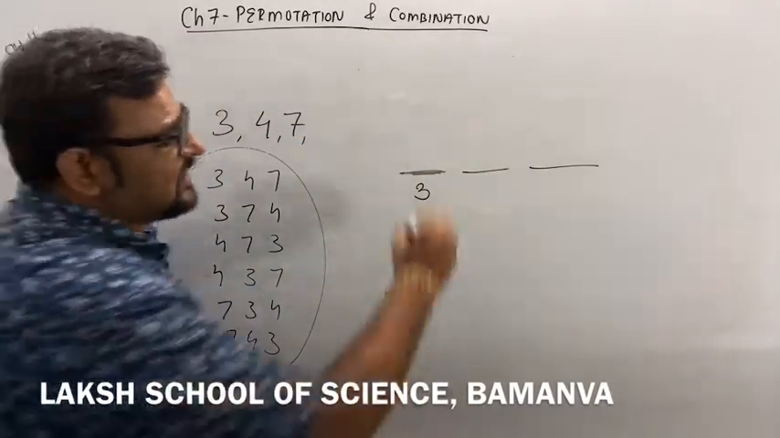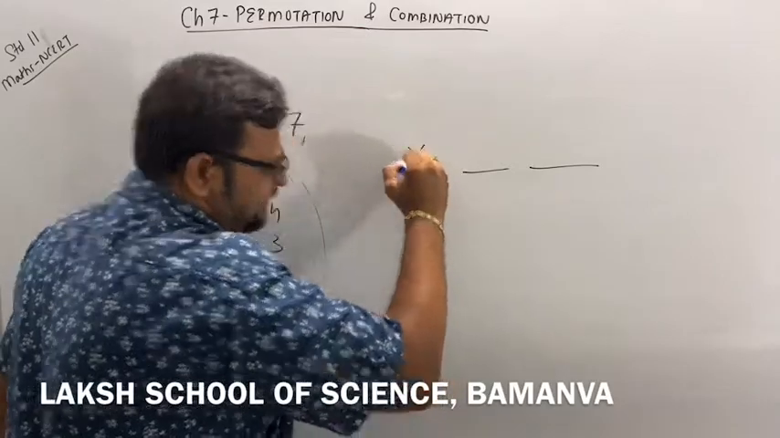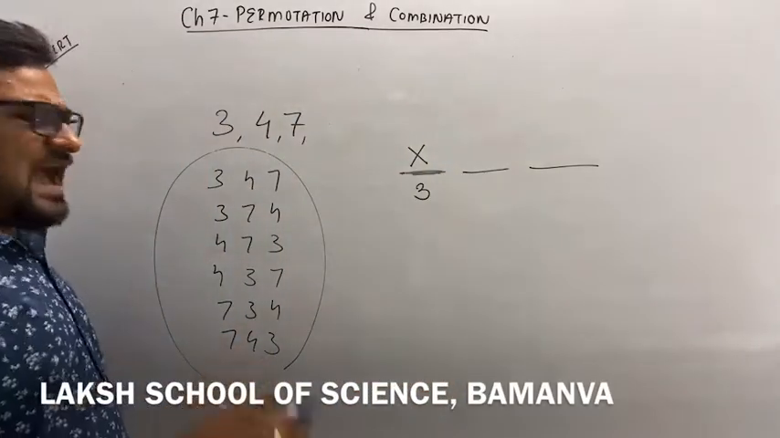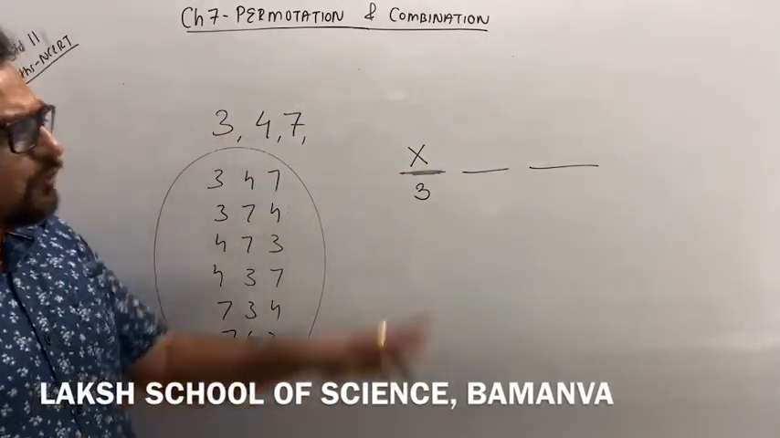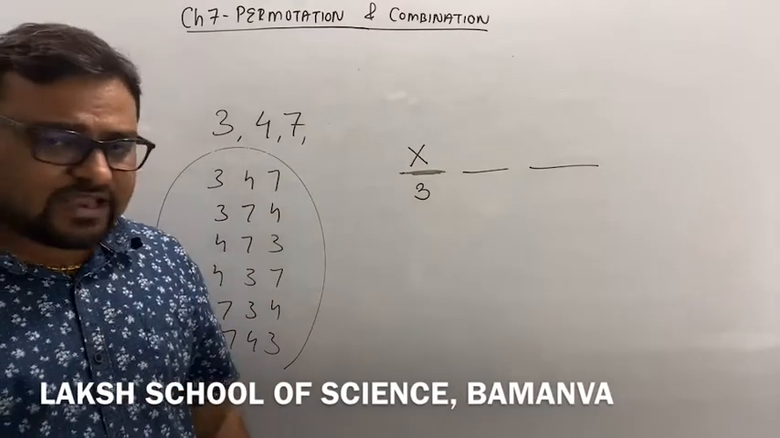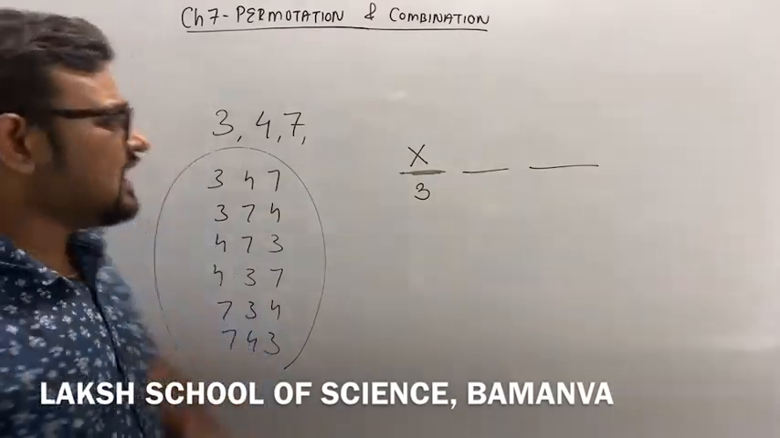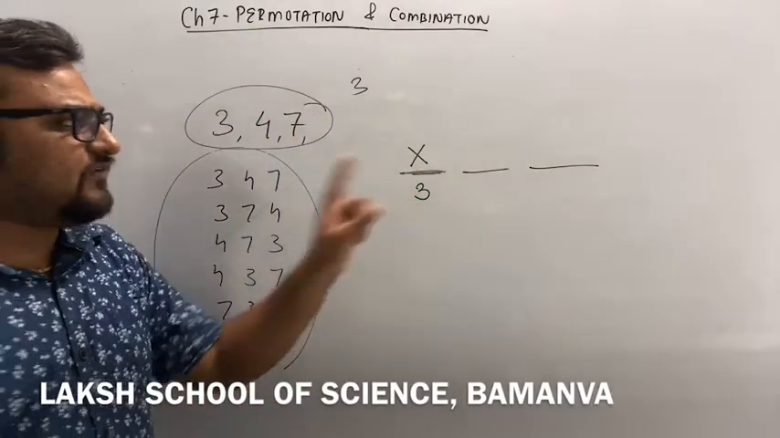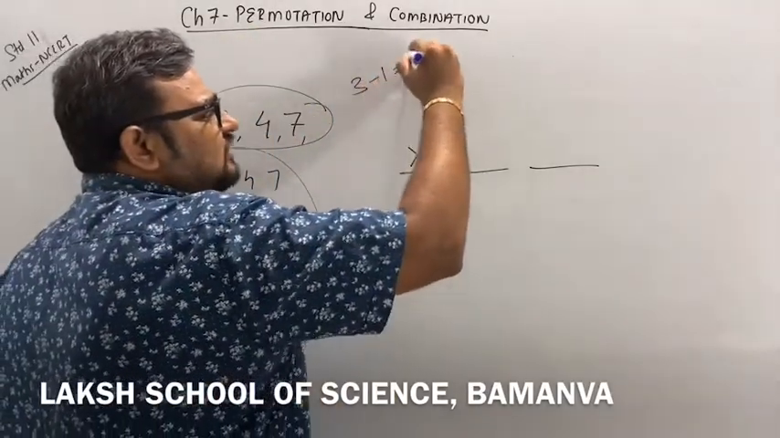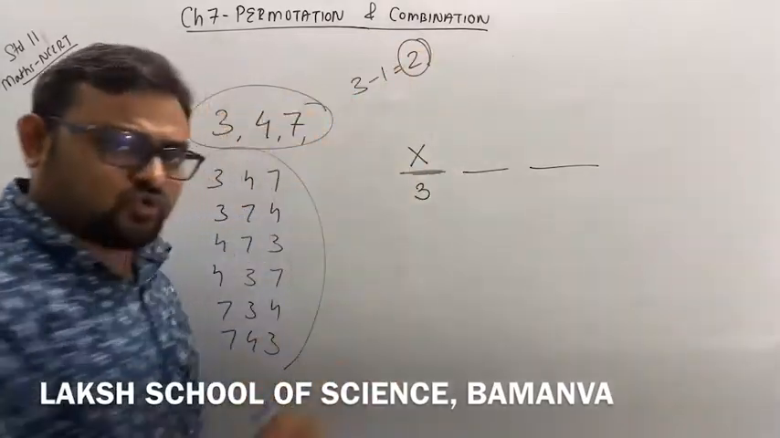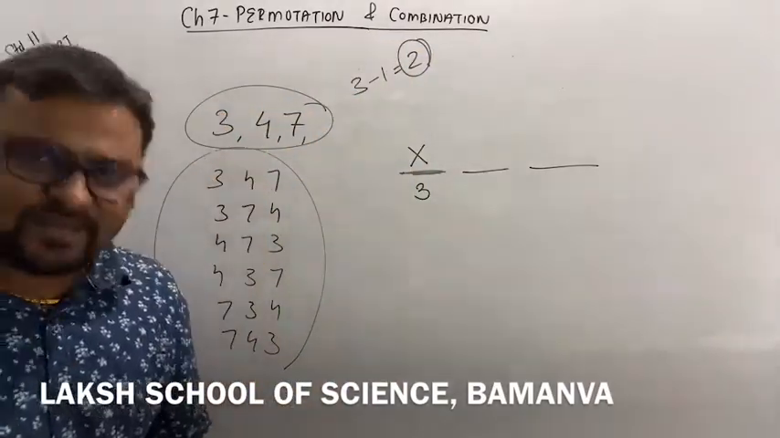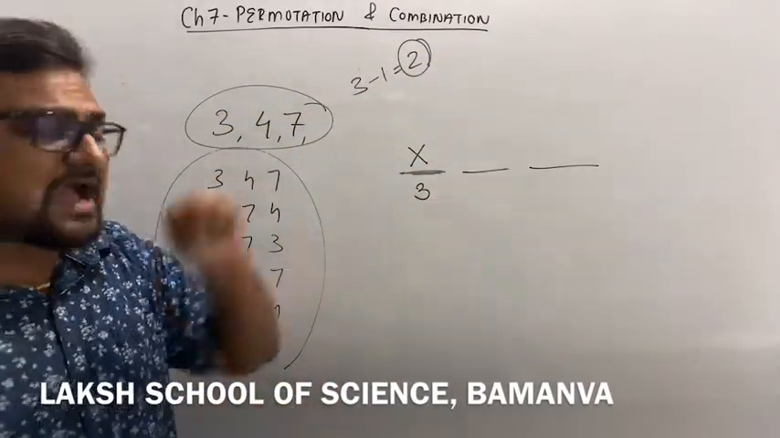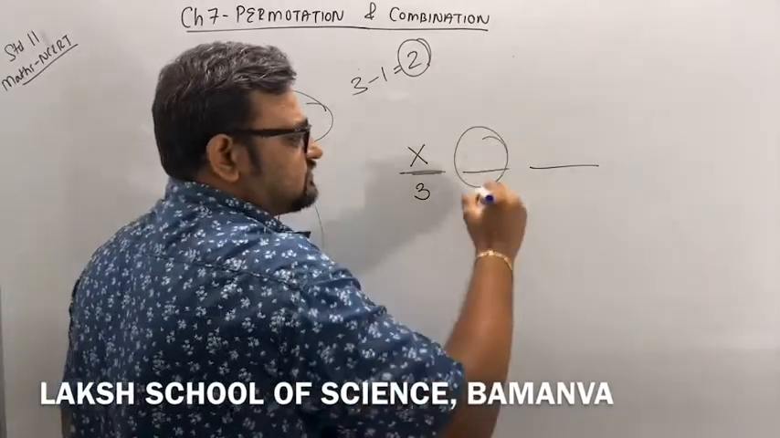Now let's take that this place is filled, either 3 or 4 or 7. I have put any one number here. So how many are remaining? How many were there? Total 3. How many places are filled? 1. Means I have selected 1. So remaining is 2. So 2 out of these 3 are remaining. So for this place, I have two options.